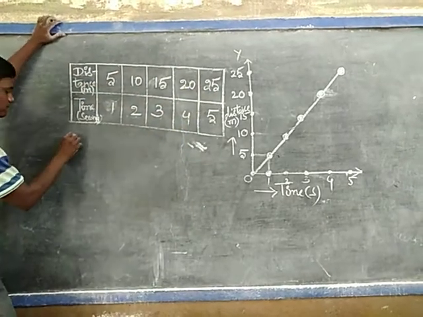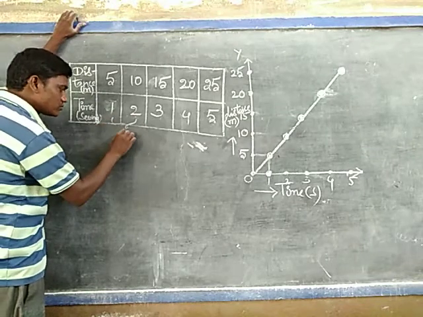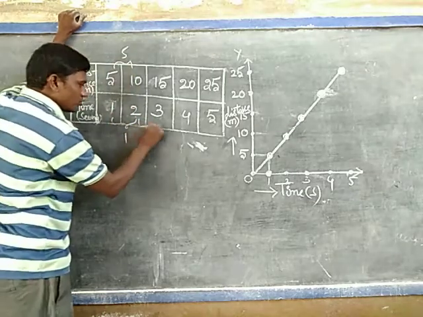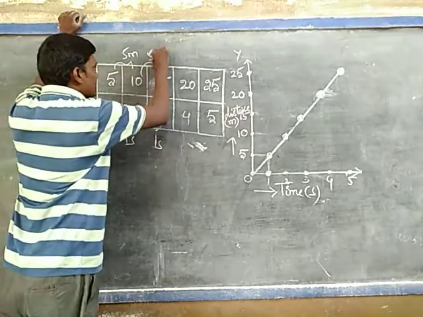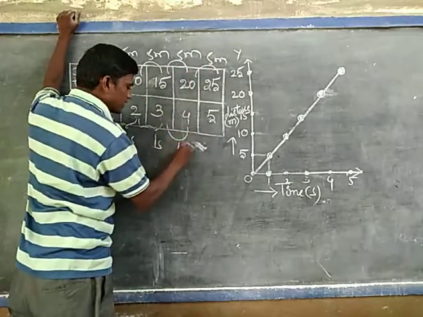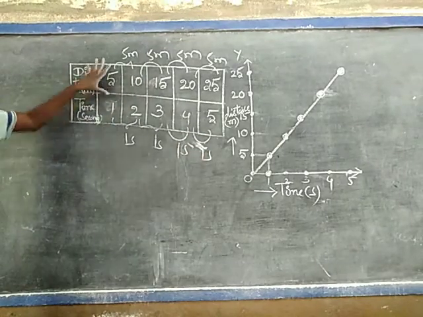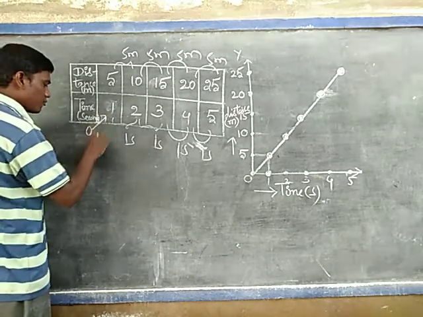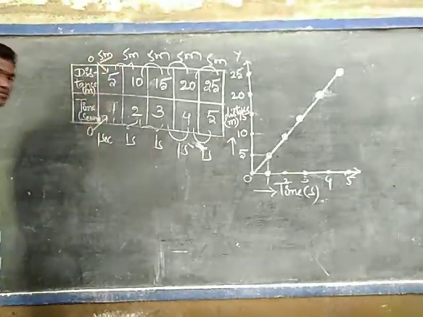Now let me come to that one. Here what is the difference in the time? 1 to 2, 1 second, 5 to 10, 5 meters. 2 to 3, 1 second, 10 to 15, 5 meters. Next 5 meters, 5 meters. Here 1 second, 1 second. So 0 to 1, 0 to 5, here also 5 meters. Are you understanding or not? So starting is 0, 0 to 1, 1 second, 0 to 5, 5 meters. Here we are observing that.